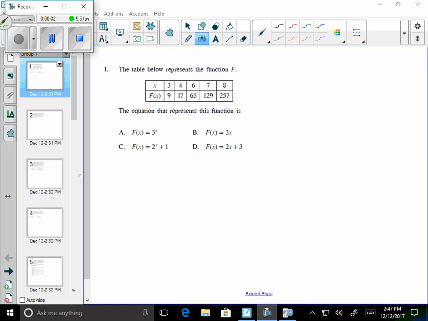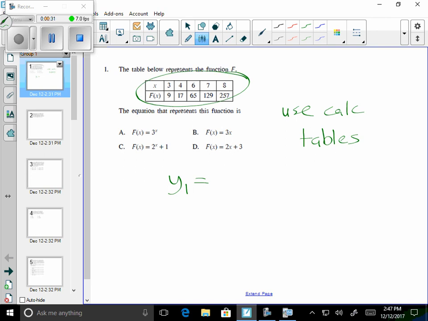For the first question in the review packet, you want to figure out which equation represents the table above. The easiest way to do this is to use your calculator tables. Now, how do you do that? Well, you're going to plug each answer choice into Y1. And what you're looking for is which table is going to match what is given to us in the beginning. Now, I'll show you which one's the correct answer.